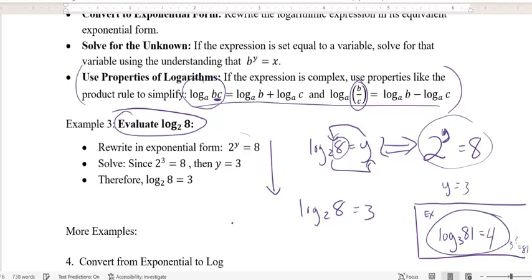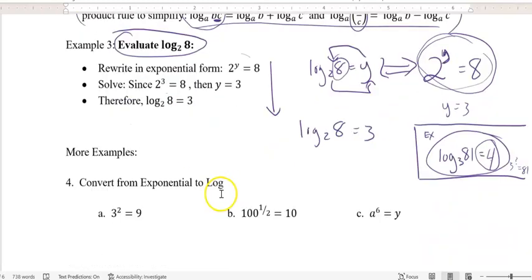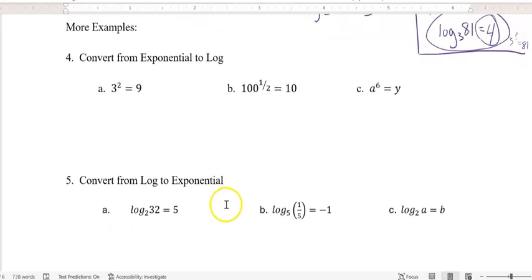If you're able to do that without doing the conversion part, just doing that in your head, 3 to what power is 81, then the log base 3 of 81 is equal to 4. All right, let's do some practice. Go ahead and pause this and see if you can convert. You're given the whole exponential, or the whole logarithm. See if you can convert it from one form to the other.